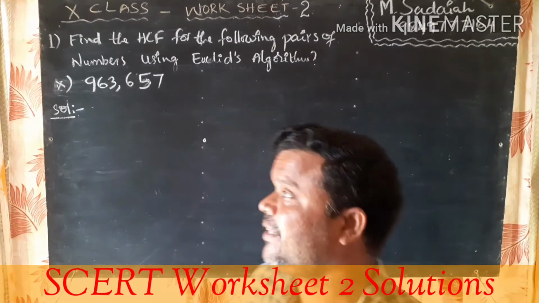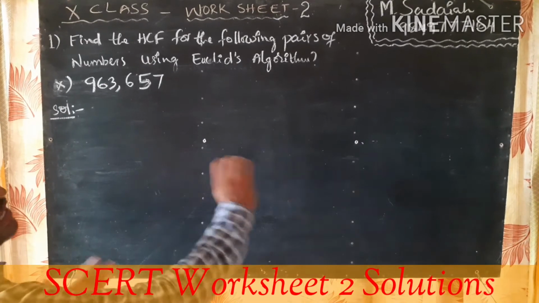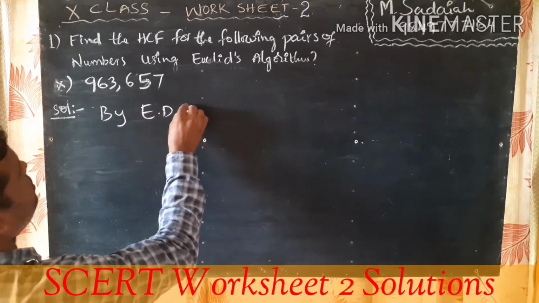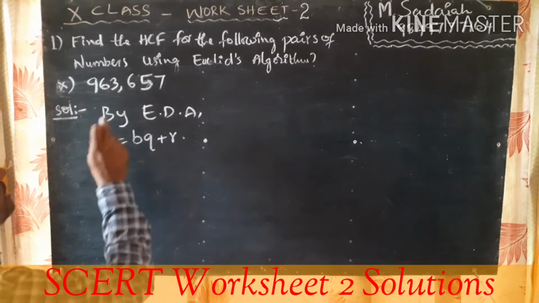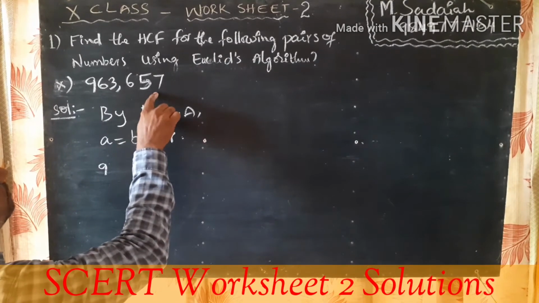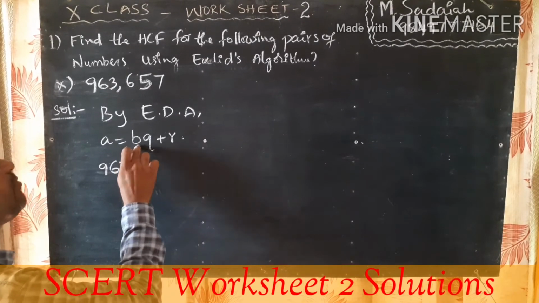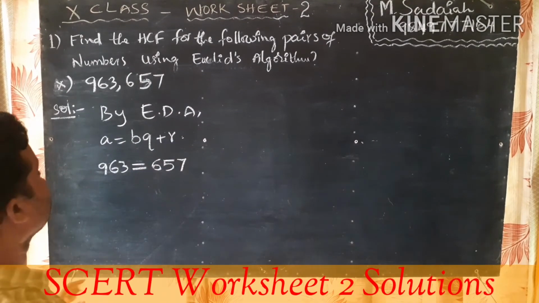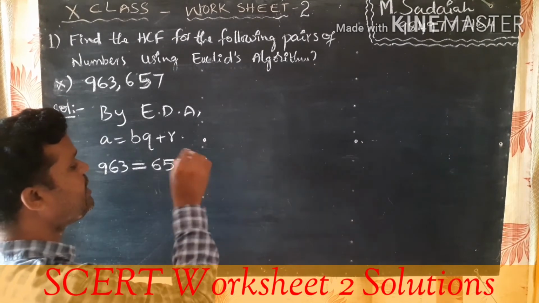Next question is 963 and 657. Find the HCF of 963 and 657. Let's go directly by Euclid division algorithm. A is equal to BQ plus R. In this, the big one you take as A. Of 963 and 657, 963 is the biggest. So 963 is equal to, in the place of B we have to take the next smaller, that is 657. If you divide 963 by 657, we'll get one table only.